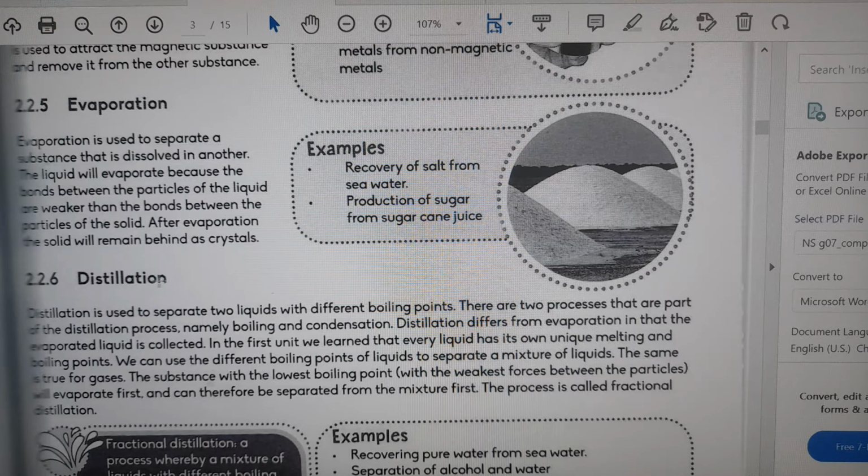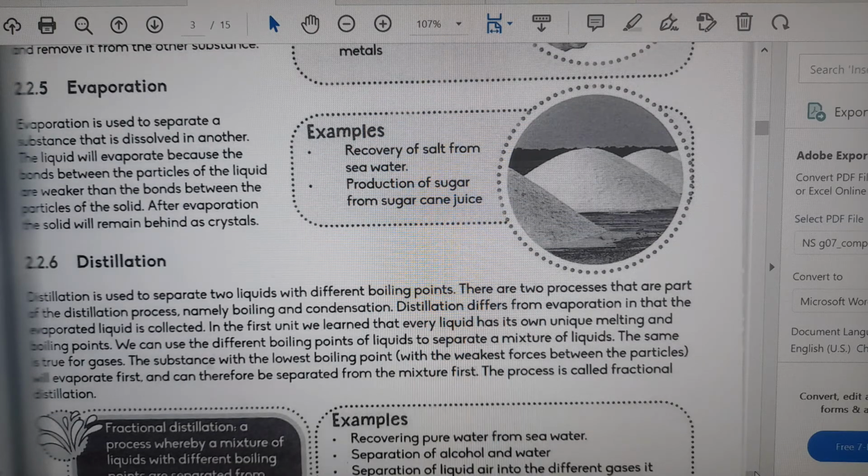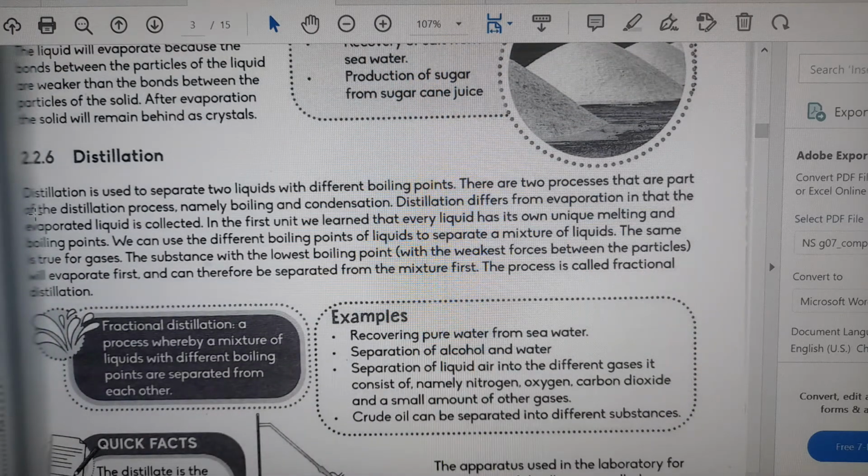And number 6 is distillation, method number 6. Where do we use distillation? Distillation is used to separate two liquids with different boiling points. There are two processes that are part of the distillation process, namely boiling and condensation.